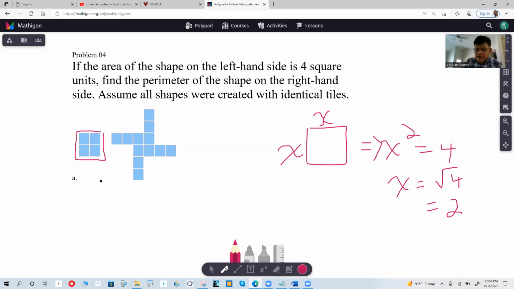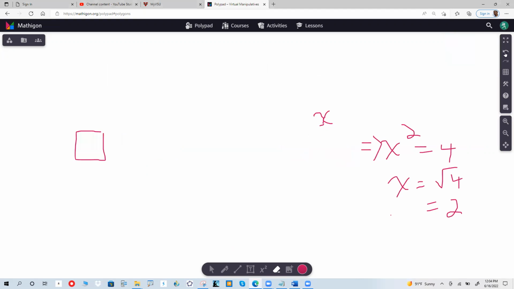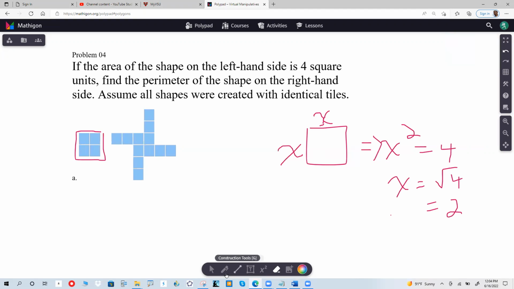If each square is a unit square, guys, I don't think I need this. Give me 1 second. Let me get rid of this. If each square is a unit square, oops, my bad. If each square is a unit square, this is 1, this is 1. Now they want me to find the perimeter of this shape, and they're saying these squares in the first figure and the second figure are identical. That allows me to conclude this is 1 unit. Now I'm counting the perimeter.